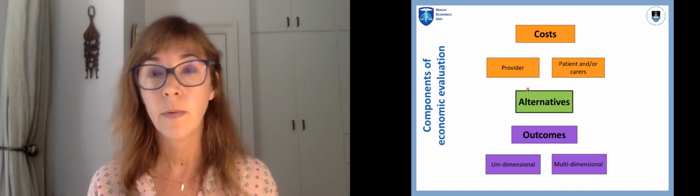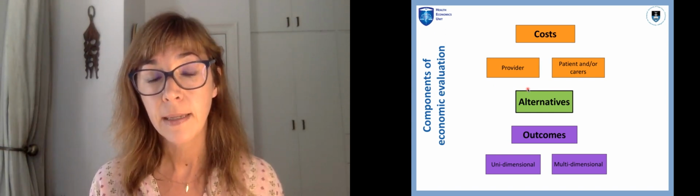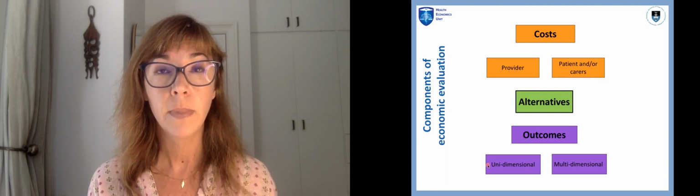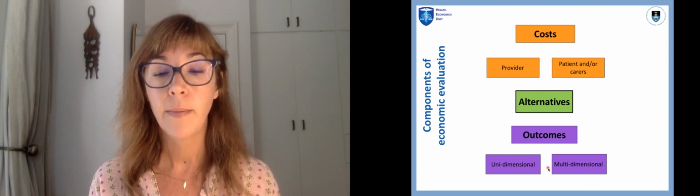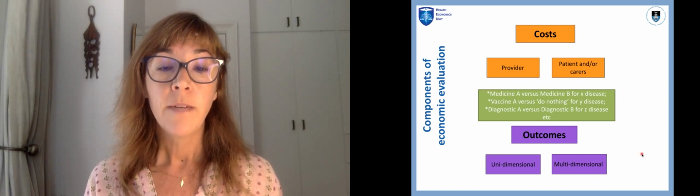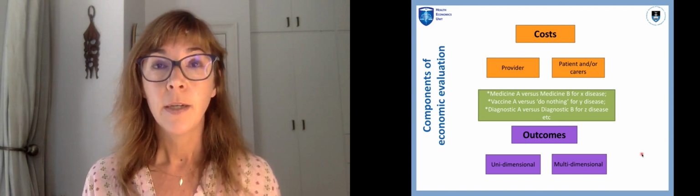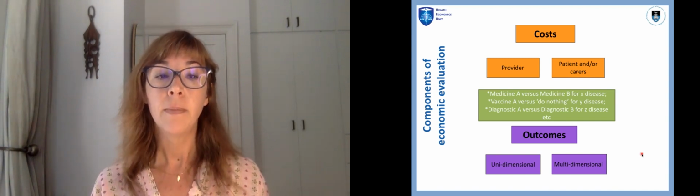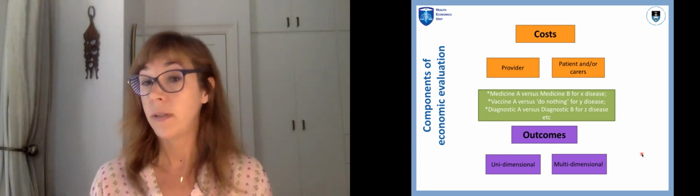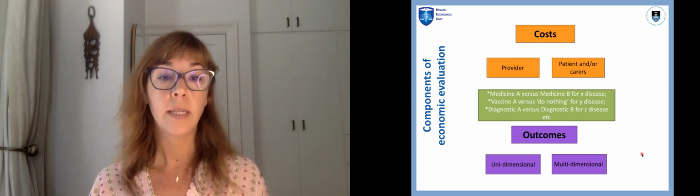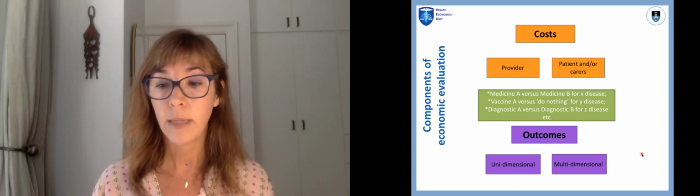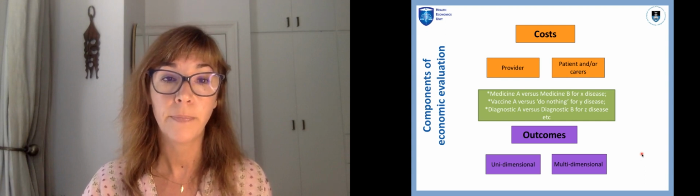So that's the different medicines, all the different diagnostics, all the different vaccines. And then in purple are the outcomes. And as mentioned, we can have unidimensional outcomes in cost effectiveness analysis and multi-dimensional outcomes in cost utility analysis. So as mentioned previously, the alternatives will typically be two or more ways of achieving a particular outcome, such as medicine A versus medicine B for a particular disease, vaccine A versus do nothing for another disease, or diagnostic A versus diagnostic B for a further disease. So those are the kinds of alternatives that we typically would be looking at within an economic evaluation.